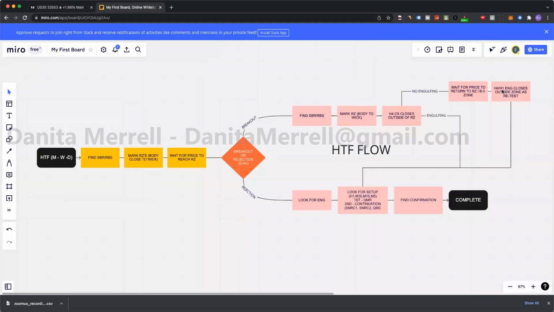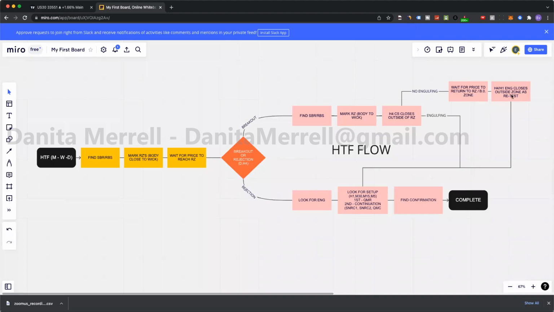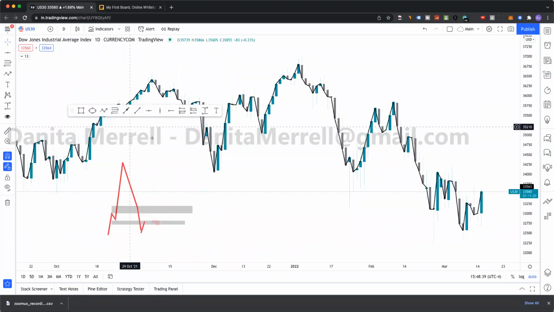Okay. H4, H1 closes outside of the zone as a retest. So at this point, if we had no engulfing at this level, we'd wait for price to come out and then form the engulfing, and then look for the trade with confirmation and all that. So we'd wait for the zone to retest again with an H4, H1 engulfing, and then we'd come back down and look for our setups, continuations, first QMR, find confirmation, and complete the trade. Okay, so that's how that would work.